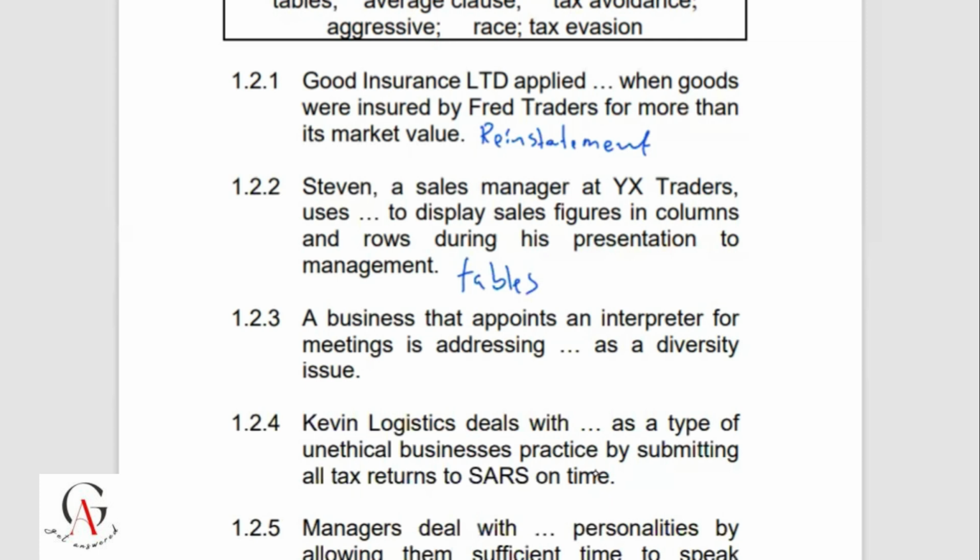Okay, right. So now let's check 1.2.3. A business that appoints an interpreter for meetings is addressing dash as a diversity issue. So it means that they are using this as a what? As a language. So meaning our appropriate answer in this regard is going to be language.